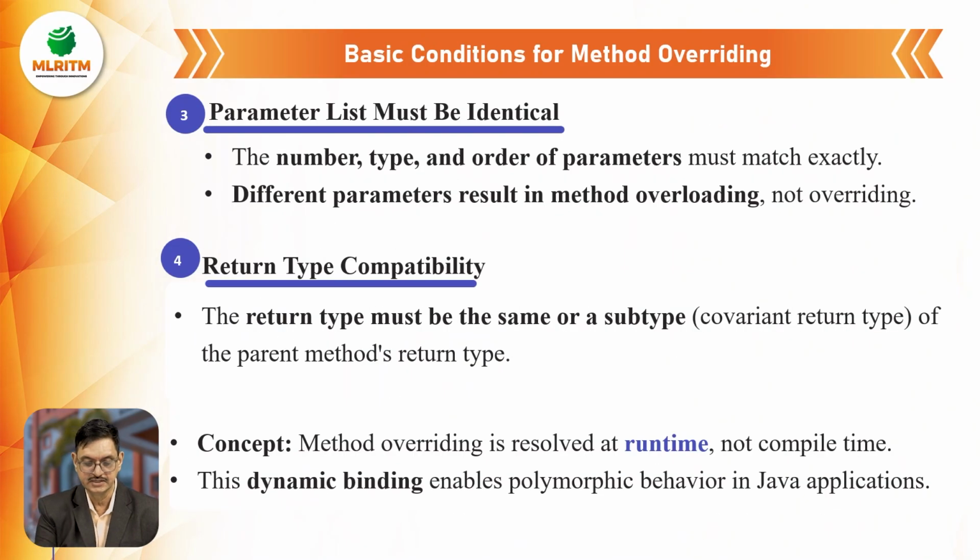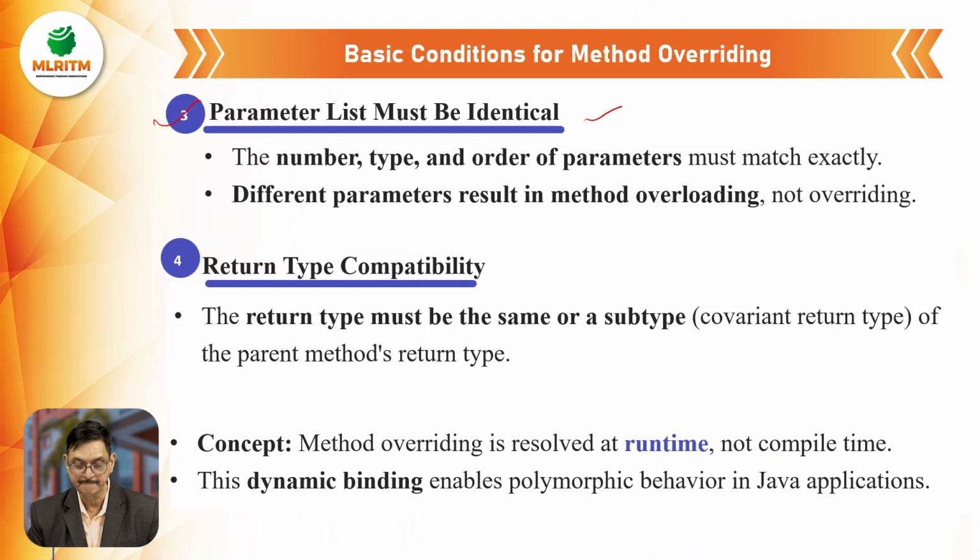Third condition, the parameter list must be identical. Inheritance must exist, the method name must be identical, and the parameter list also must be identical. Otherwise, the signature of each and every method is going to differ. So this condition also must be met: not only the method name, but also the parameter list must be identical.